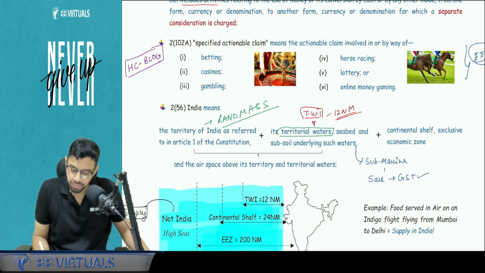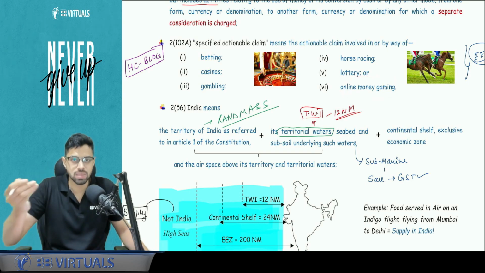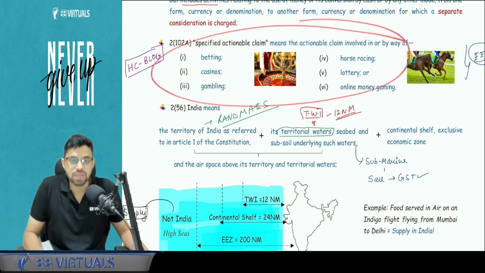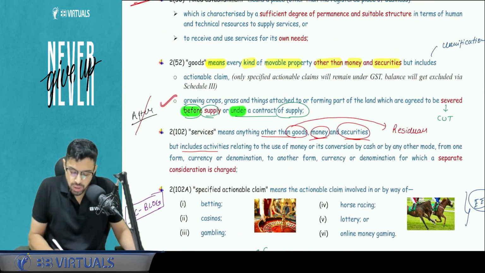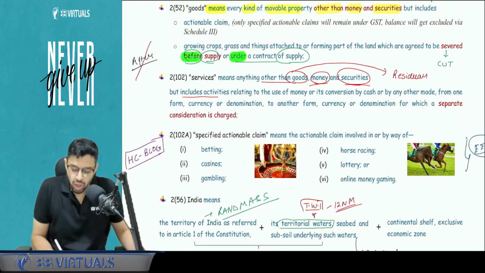High Court Blog means horse racing, casino, betting, lottery, online gaming money, and gambling. Online money gaming is the only good which is intangible in nature. So these High Court block specified actionable claims are still under the scope of GST. Is this clear?